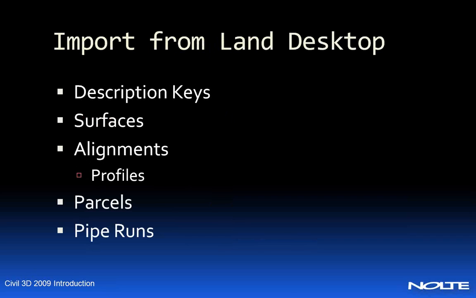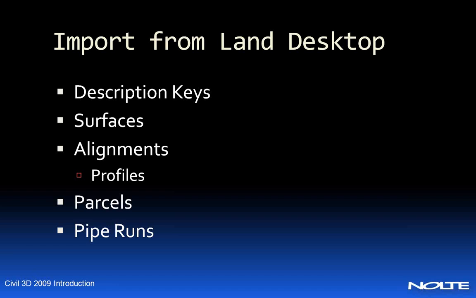All right, importing data from Land Desktop. There is a command in Civil 3D to import directly from a Land Desktop project, and we can bring in description keys, surfaces, alignments, and profiles. We can bring in parcels, and then you can also import pipe runs that will then convert those into pipe networks. Pipe runs are a little complicated because you have to have pipe and structure objects in your drawing that correspond to the nodes that you have in your pipe runs. So you need to make sure that everything is configured and set up correctly.